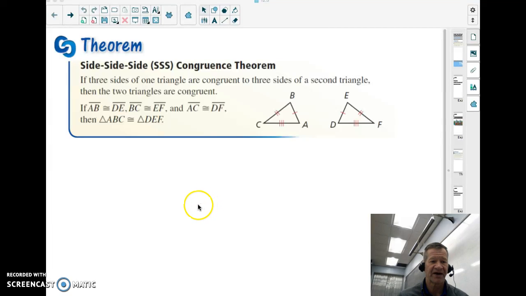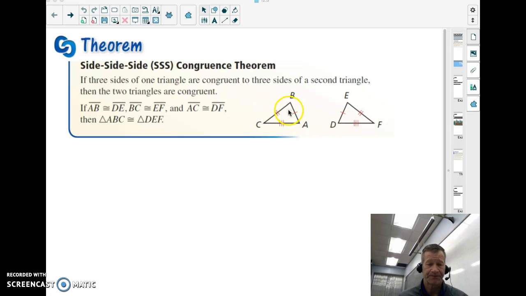Section 12.5, we're talking more about triangle congruence here. The next congruence theorem we're going to discuss is the side-side-side congruence theorem. All it says is that if three sides of one triangle are congruent to three sides of another, that's enough to say the two triangles are congruent, even if you don't know anything about their angles. So we call that side-side-side.